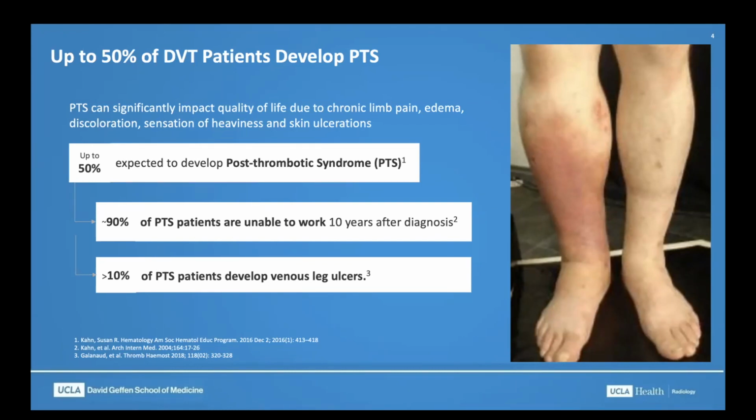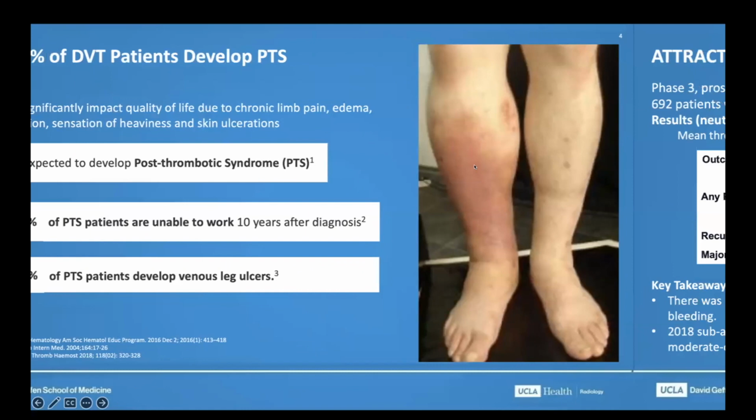But what we know is that once you have a DVT, almost 50% of the patients are expected to develop post-thrombotic syndrome. 90% of these patients are unable to work after this diagnosis in 10 years. And over 10% of these patients will develop venous leg ulcers.